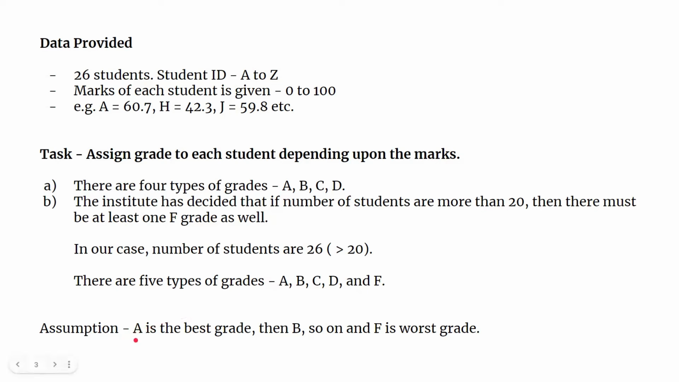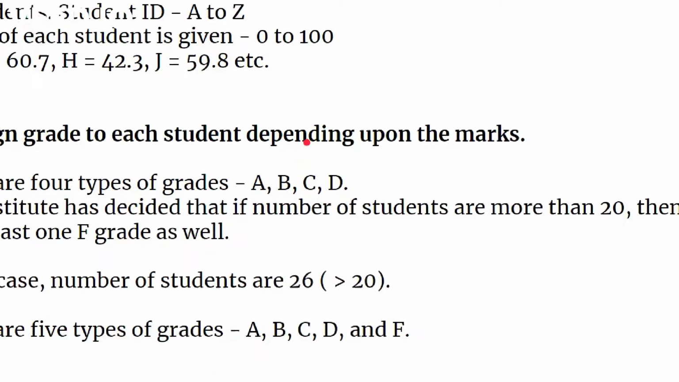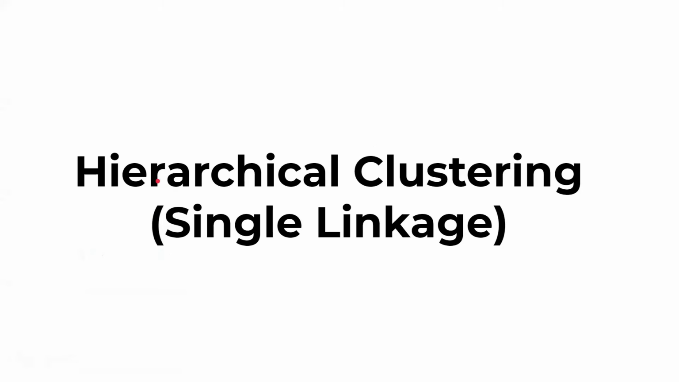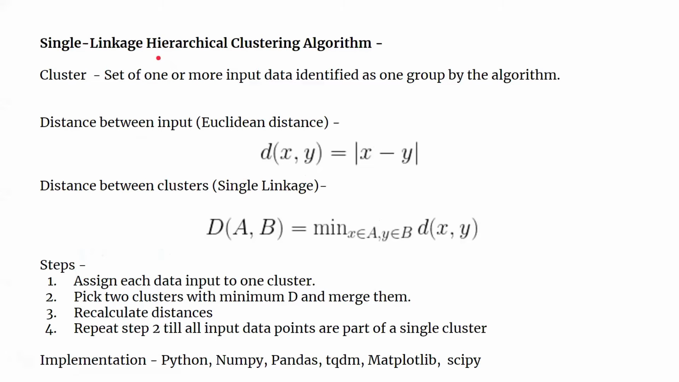Here we will assume that A is the best grade, B is the second best grade, and so on, where F is the worst grade. That is, a student with the highest marks should get A grade, and the student with lowest marks should get F grade. Let us have a look at the hierarchical clustering algorithm. In the hierarchical clustering algorithm, I have used a single linkage method.